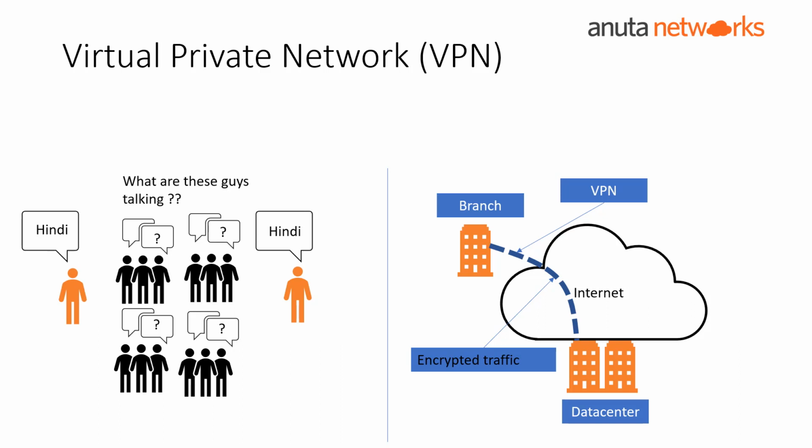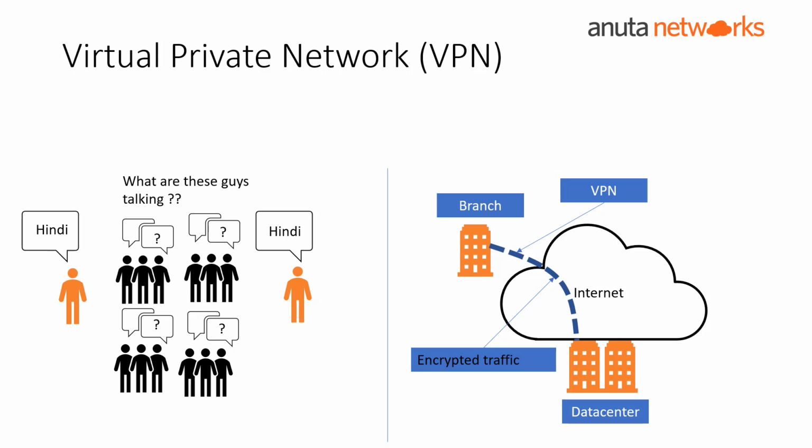Similarly, a branch to data center connectivity sometimes happens over the internet, but sending information directly over the internet is not secure. So the data is encrypted using a virtual private network and is sent over the internet. The hackers on the internet can see the traffic going between the branch and the data center. But like the English folks were not able to decipher the Hindi language, the hackers will not be able to decipher the encrypted traffic going over the VPN.